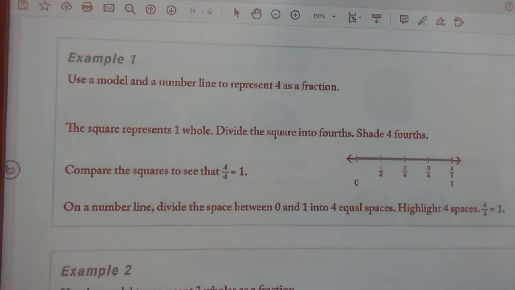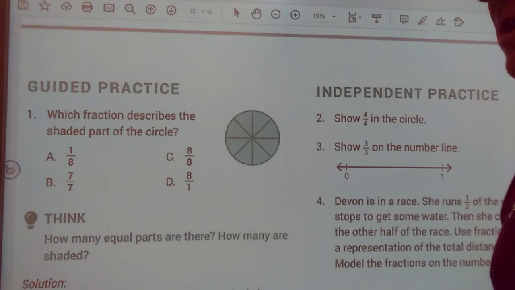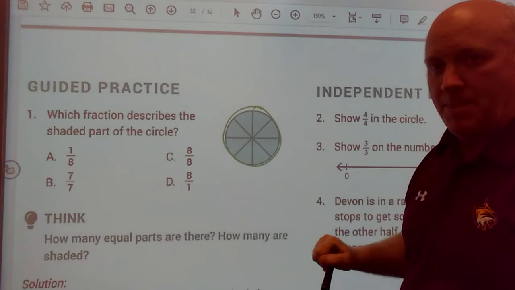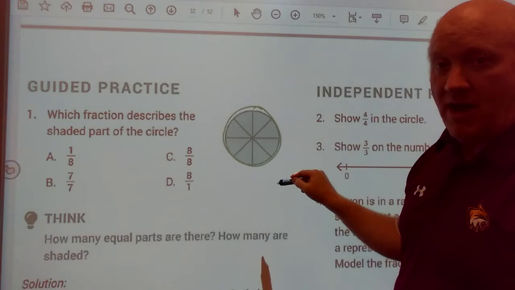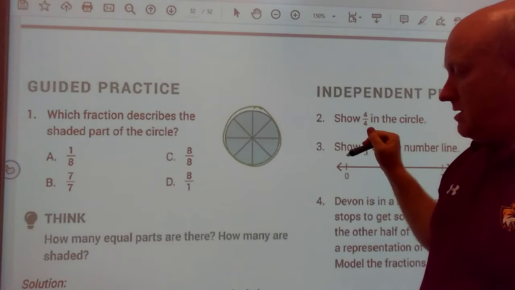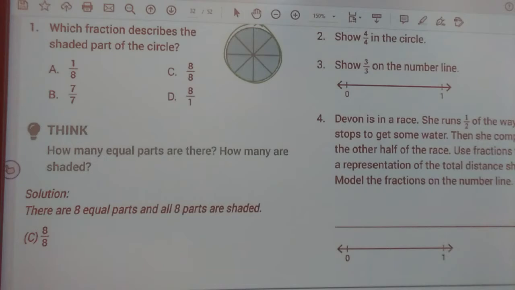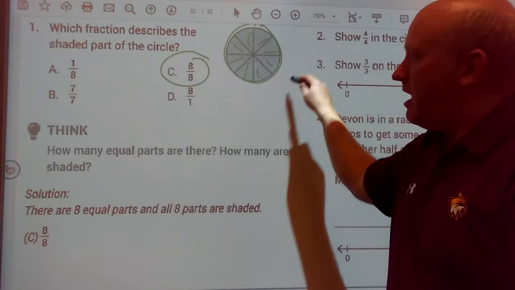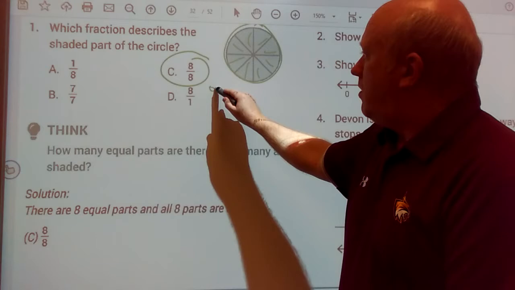Okay, now, which fraction describes the shaded part of the circle? We have how many circles? We have one circle, right? Okay. Now, how many slices are shaded? All eight, right? So there are eight equal parts, and all eight parts are shaded. So the answer has to be C. See, that's a part. Equal part, equal part, equal part, equal part, equal part, equal part, equal part, and all eight is shaded. So, 8 over 8, or one whole circle, okay?